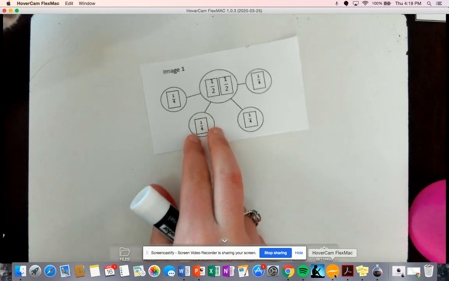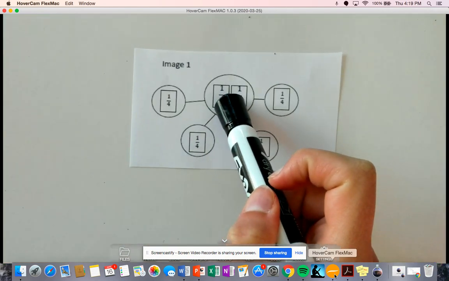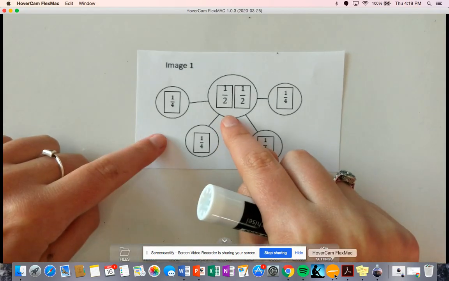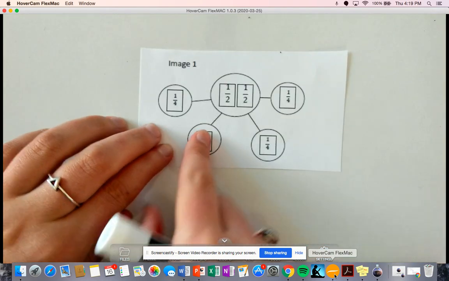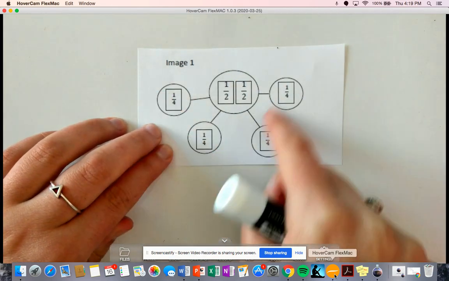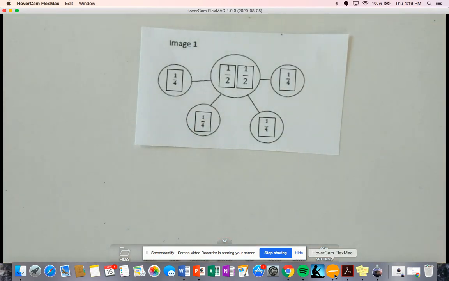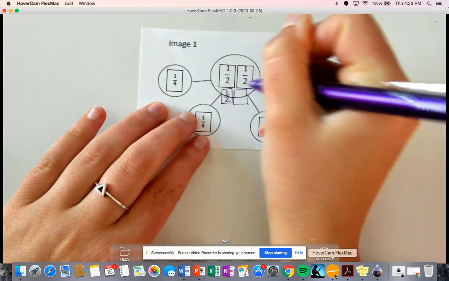So, we have two halves in the middle of our number bond, and we have 4/4 around it. And we talked about 2 halves equals 1 whole. And what's cool is that 2/4 equals 1/2. So 2/4 equals 1/2, and 4/4 equals 1 whole. So now what we want to do is add 2 more halves to the center. So another half and another half.